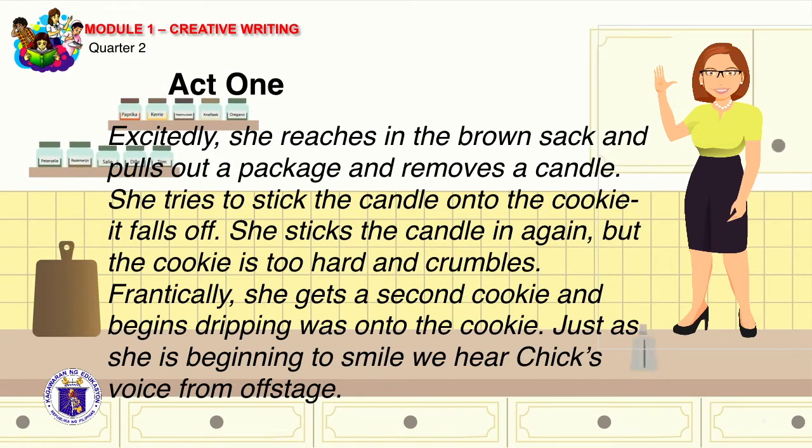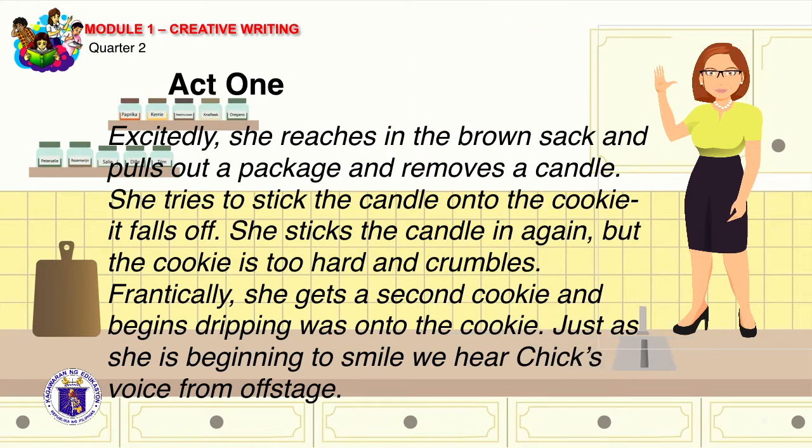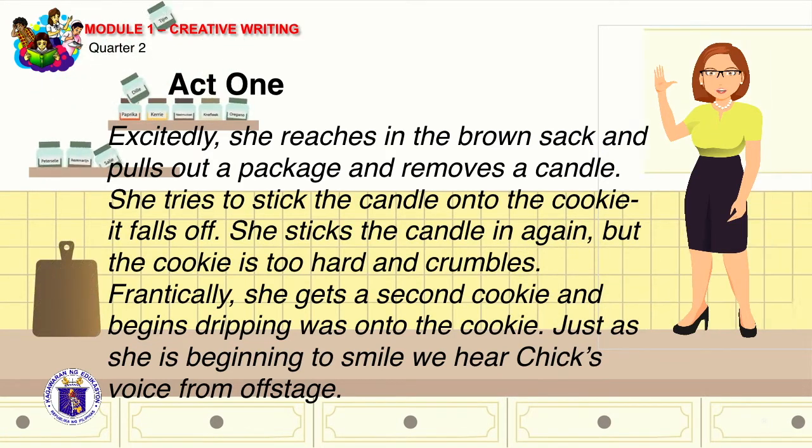Excitedly, she reaches in the brown sack and pulls out a package and removes the candle. She tries to stick the candle onto the cookie. It falls off. She sticks the candle in again, but the cookie is too hard and crumbles. Frantically, she gets a second cookie and begins dripping wax onto the cookie. Just as she is beginning to smile, we hear Chick's voice from offstage.